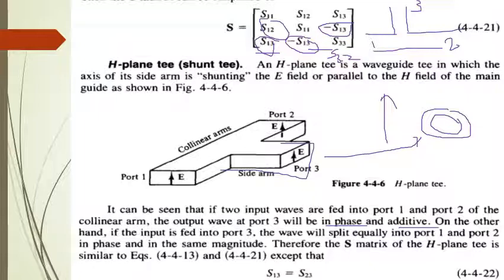Now, I am asking you one simple question, that what will be the S matrix then? In a case of S matrix, it will be exactly same as E-plane T. Only difference is that minus sign will not be there. Am I right? Minus sign will not be there. Your S13 will be equal to S23, but the minus sign should not be there for a H-plane T. Am I clear? Yes, I hope you understood this.